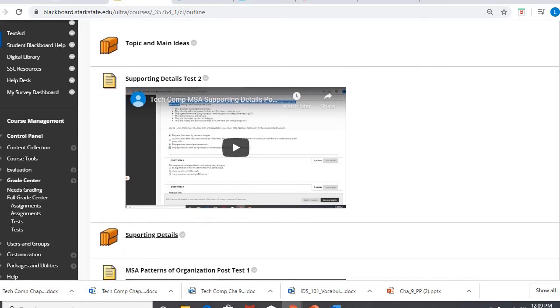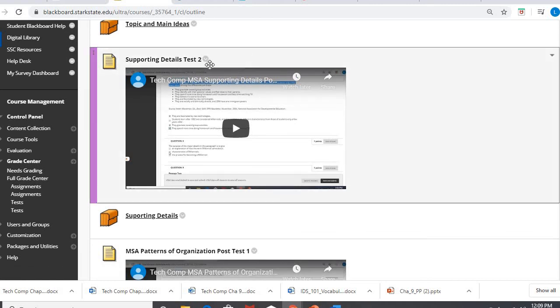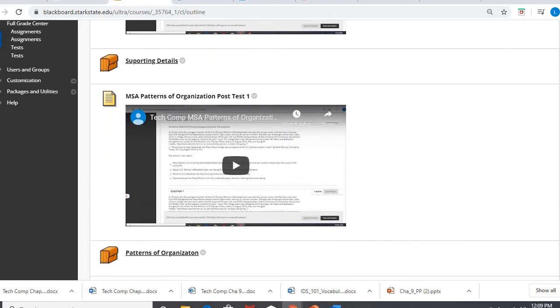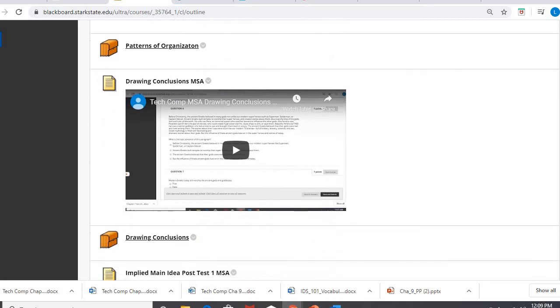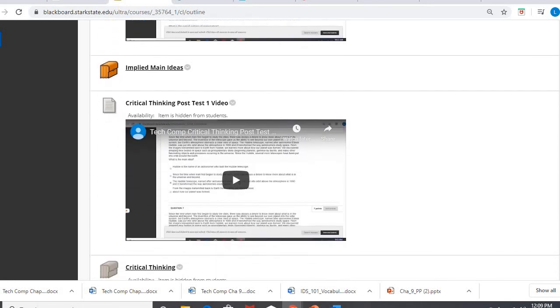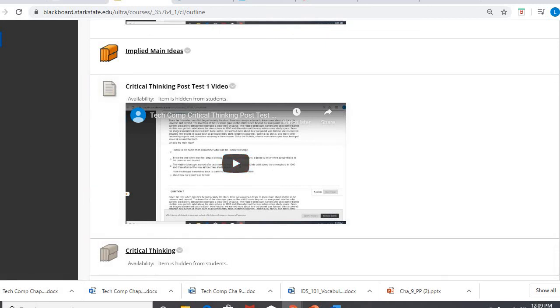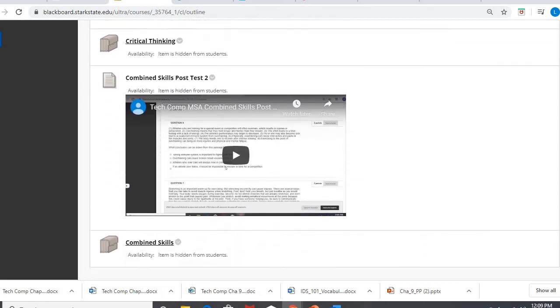But you'll notice that for just about the rest of the skills, the videos have already been uploaded. So we have supporting details, and most of them are post-test 1, but you'll see supporting details is test 2. There's your patterns of organization. There's your drawing conclusions. There's your implied main idea. Critical thinking, I'm going to open that here shortly because we just talked about a lot of those concepts, but that is already uploaded and ready to go. And then combined skills, which will open up soon as well.